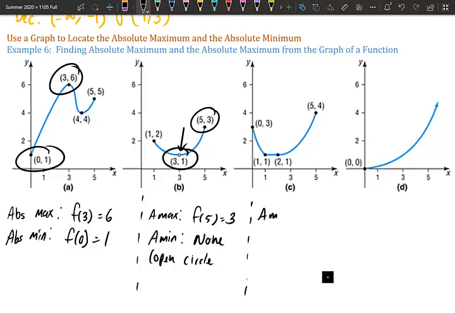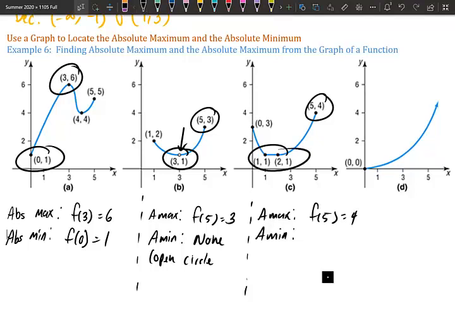Alright, C. So we have our absolute maximum, highest point is (5, 4). So f of 5 equals 4. Our absolute minimum, we have 2 of them. Anytime you have multiple on the same level, you're going to write this in interval notation. So from 1 to 2. Remember, those are x values. So that means from 1 to 2 will give you your minimum.